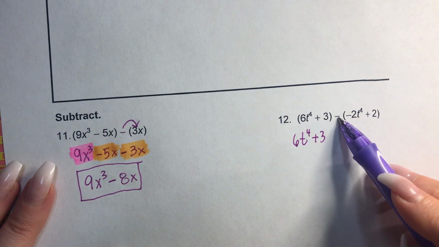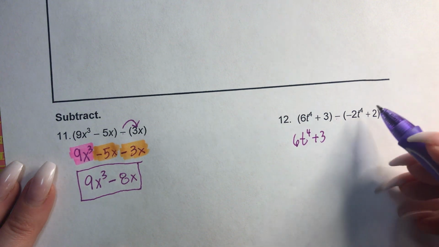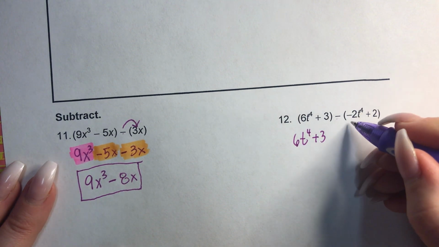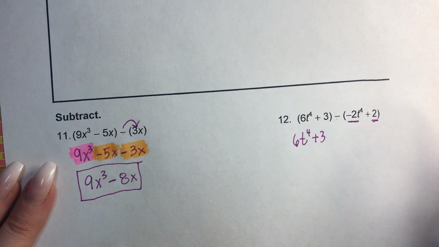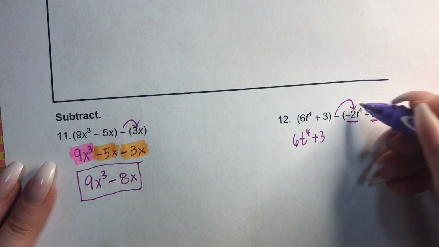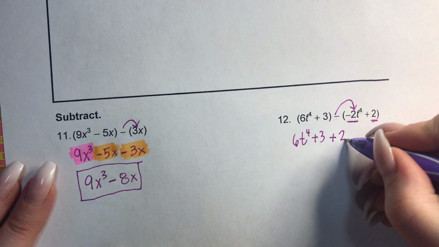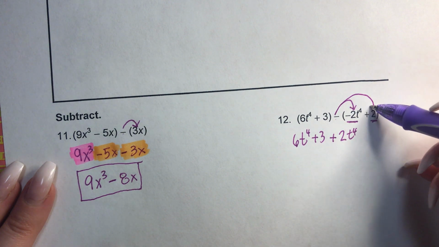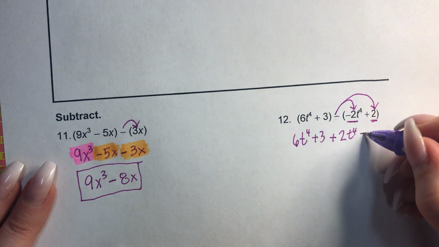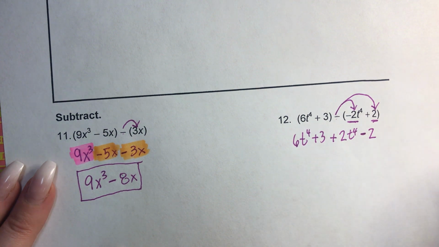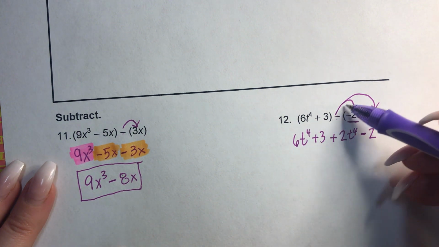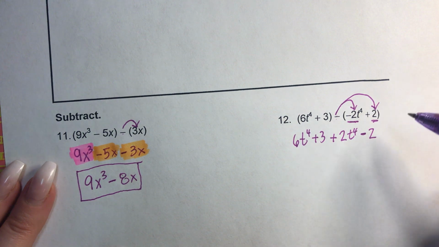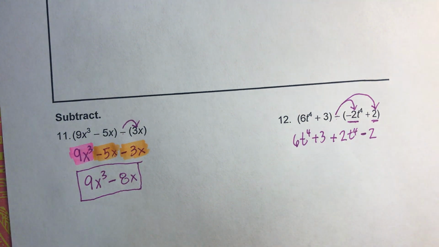And then we have this negative outside, so we have to distribute that to everything inside these parentheses. So we have this right here and this right here. So we're going to go negative times a negative, which is going to give us a positive 2t to the 4th power. And then a negative times this positive is a negative 2. Perfect. Now that we've distributed that negative, now it's time to combine like terms.